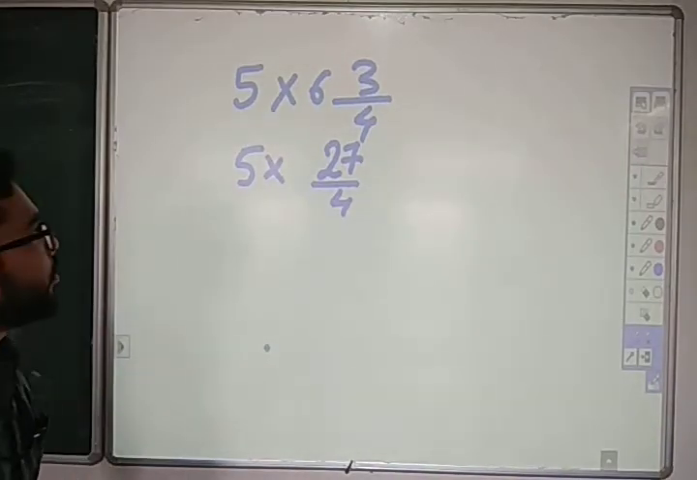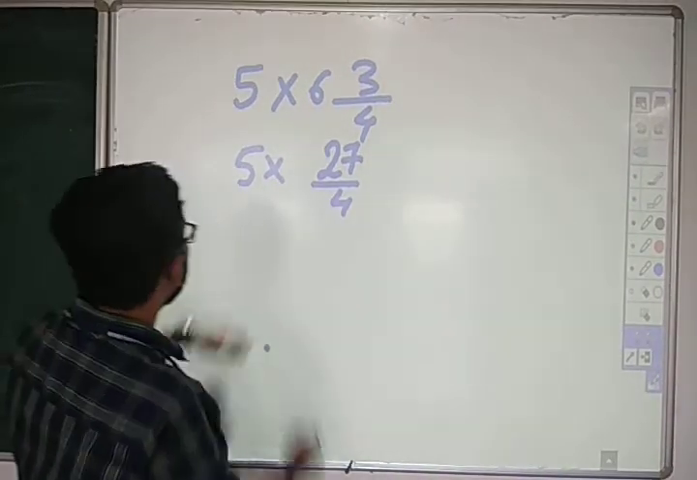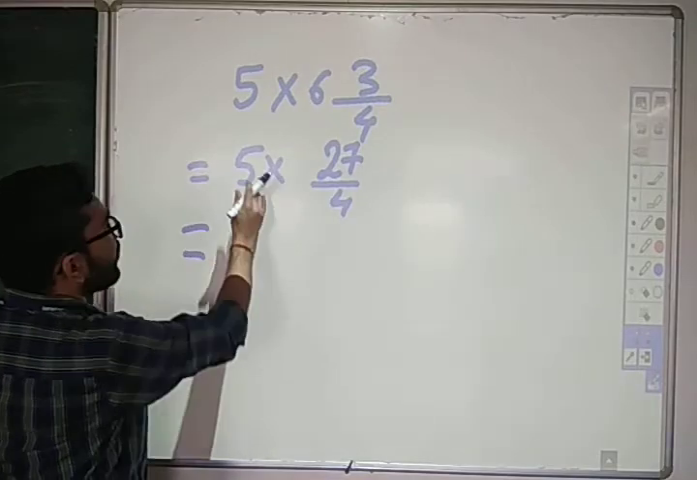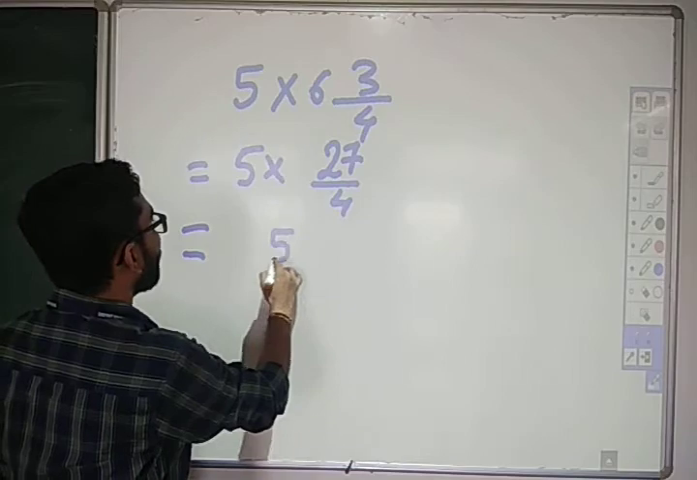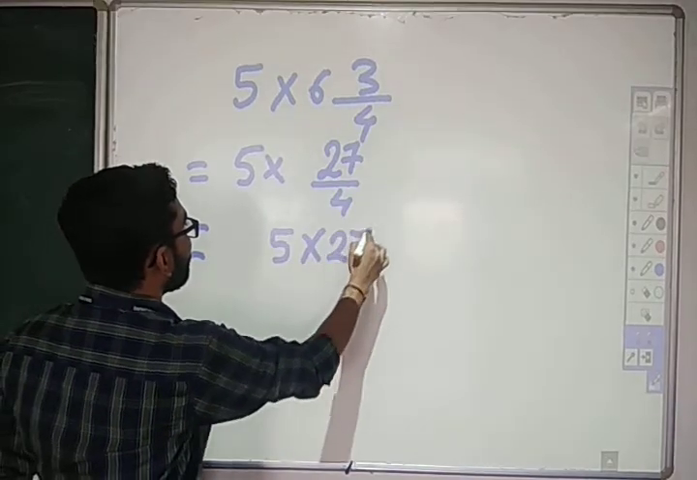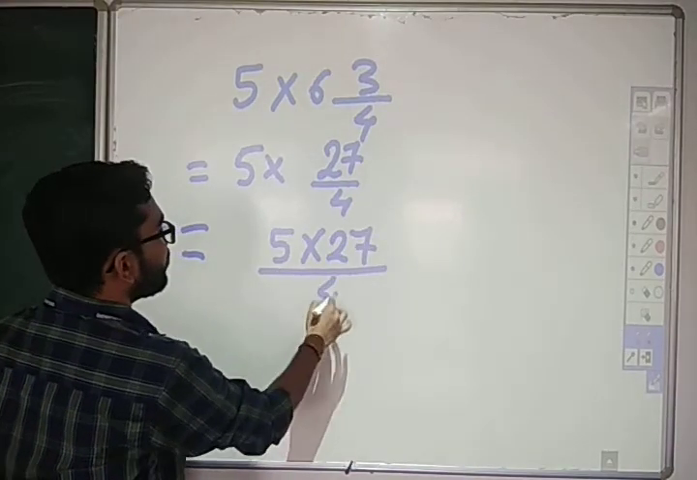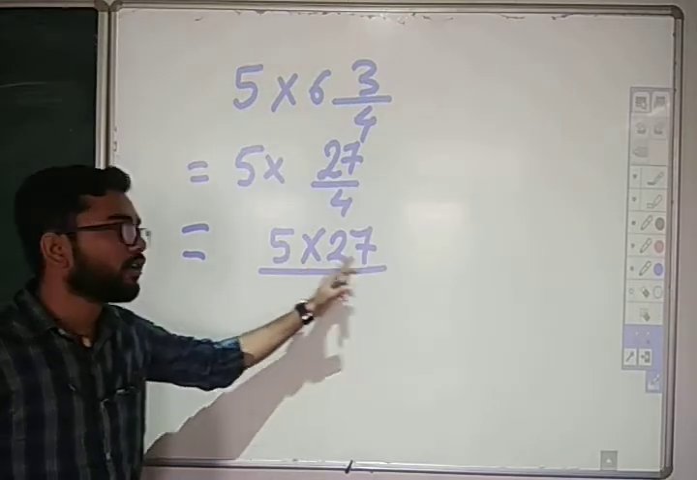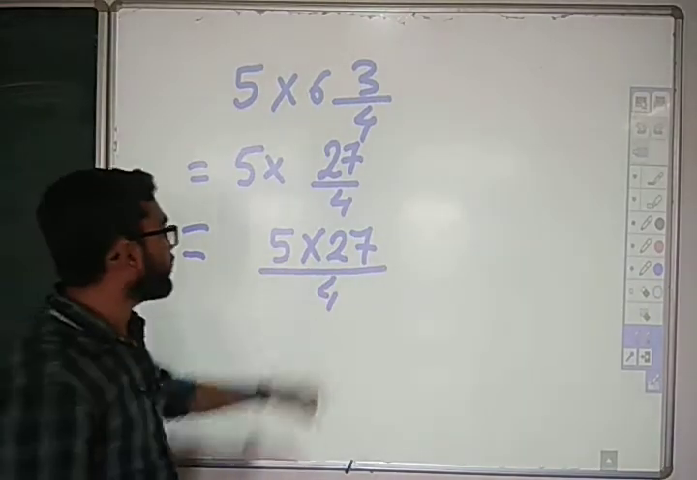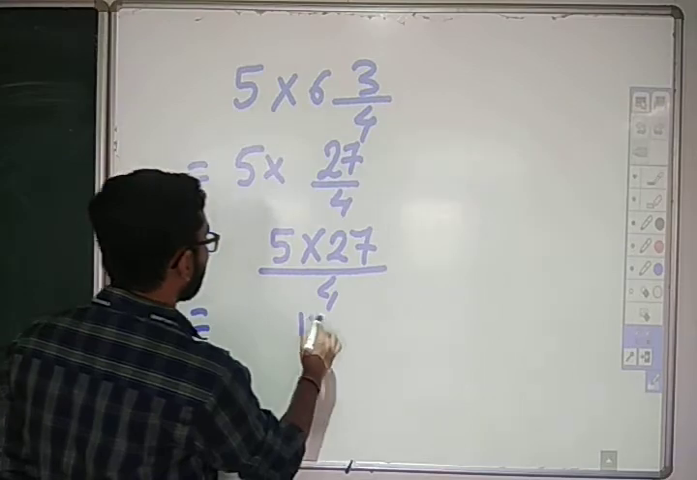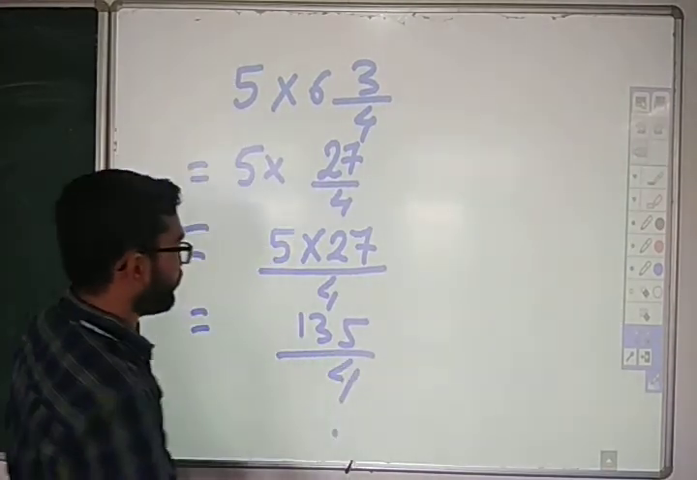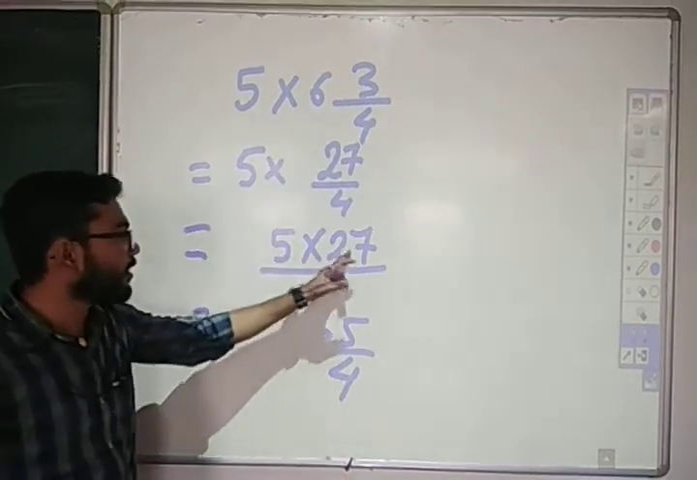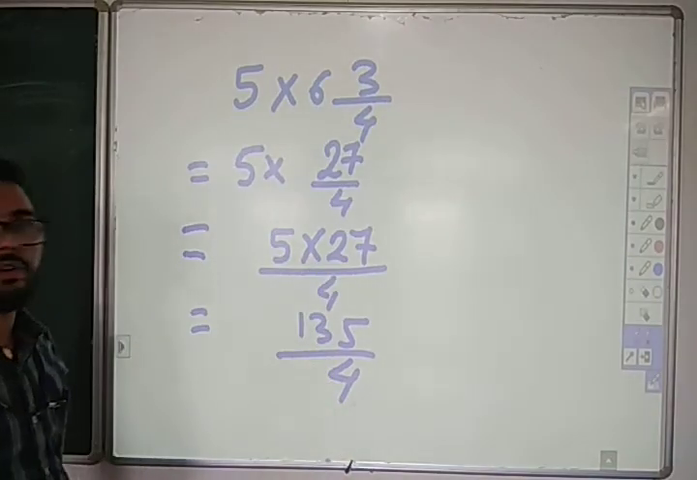27 upon 4. Now multiply this whole number with the numerator. What will you get? 5 into 27 upon 4. When you multiply it, what will you get? 135 upon 4. So when you multiply it, you will get 135 upon 4.